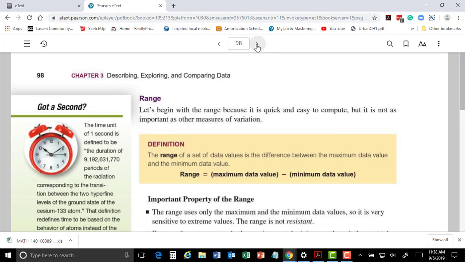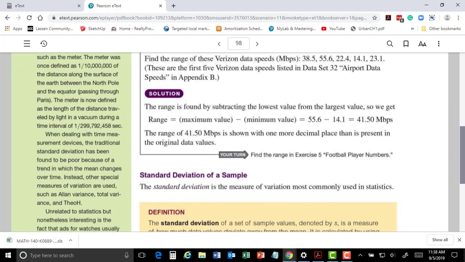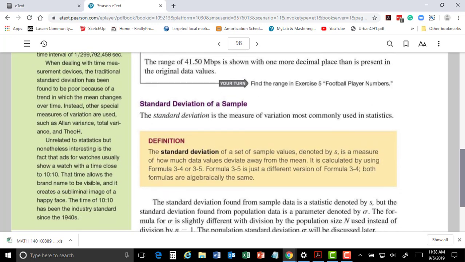Remember that I told you that we have something called the range, which was simply the maximum data point minus the minimum, right? That's the range. Later on, I divided it by however many cells to get the cell width. So it's easy to calculate, right?